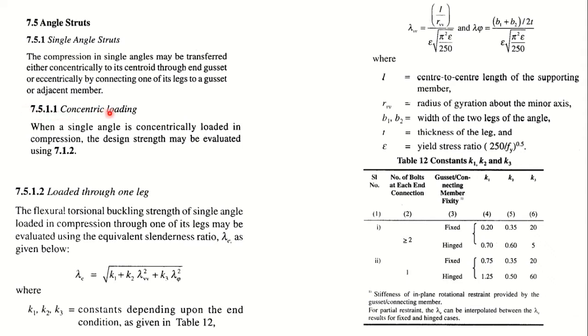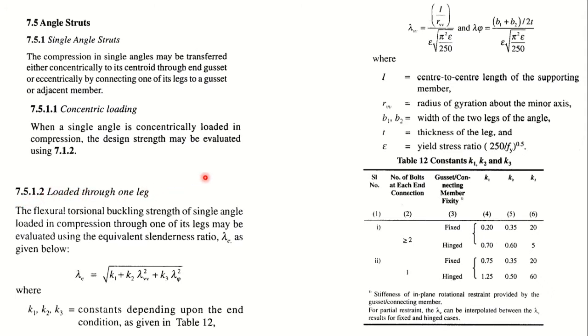When you have an end connection arrangement such as gusset plates and additional members, and the angle section provided as a compression member in the truss is carrying the load applied through its centroid, that is concentric loading, then you can proceed with the design we have dealt with earlier, that is as per 7.1.2. In case the load is transmitted or resisted through one leg only, then 7.5.1.2 has to be followed.